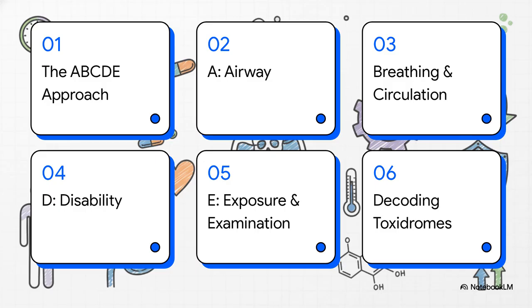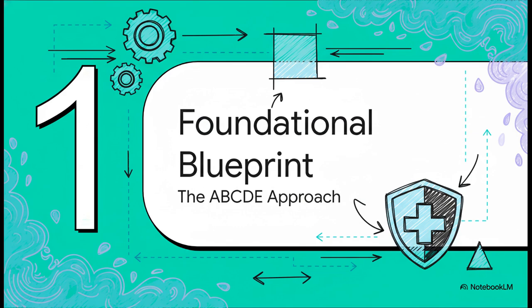So here's our game plan for this explainer. We're going to walk through the life-saving ABCDE approach, step by step, and then we'll get into the fun part, the detective work of figuring out the poison by spotting patterns we call toxidromes. This is how we bring order to chaos. First things first, we need a blueprint.